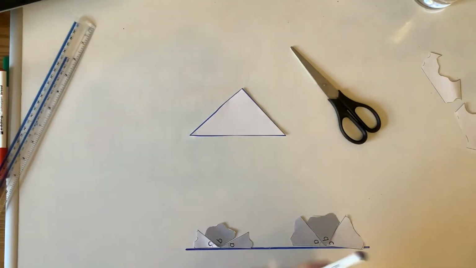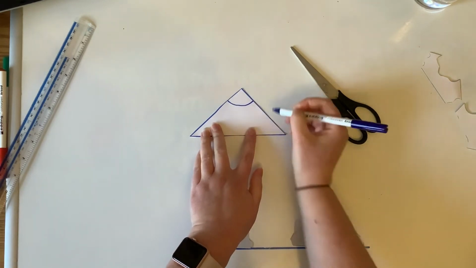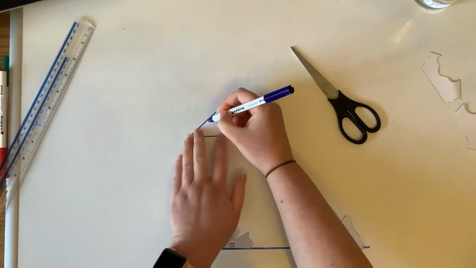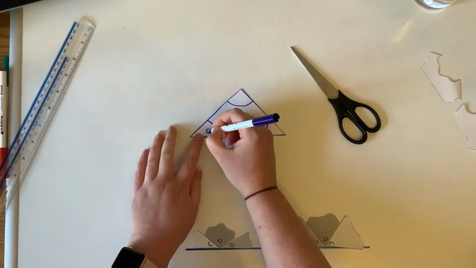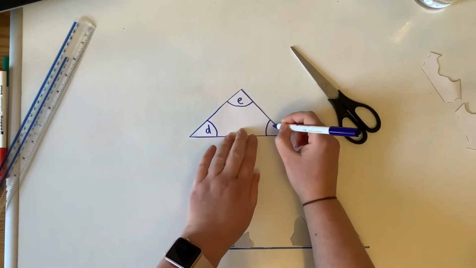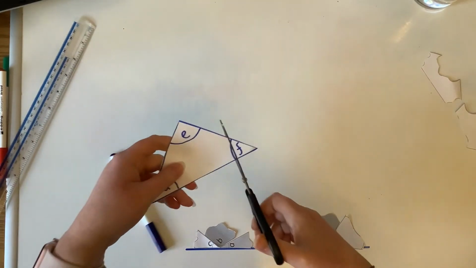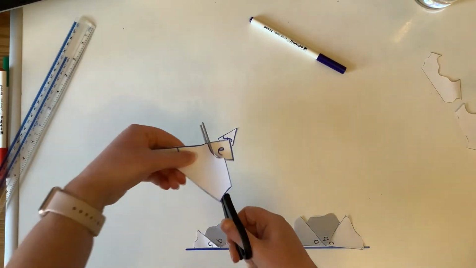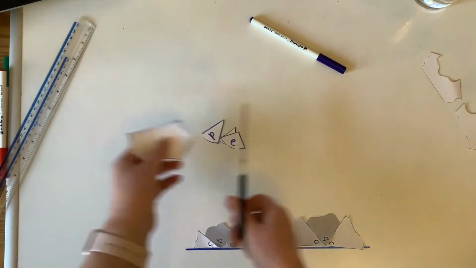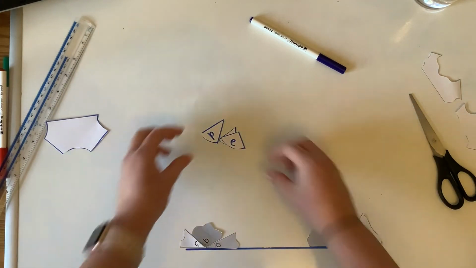Okay, now on my triangle, what I'm going to do is just mark my angles. And I'm just going to label them. This time I'll do D, E and F. And then chop them out again. Okay, and then once again, organise them onto my straight line.